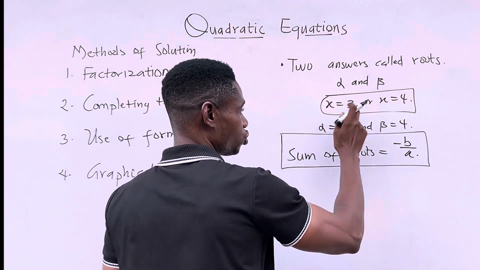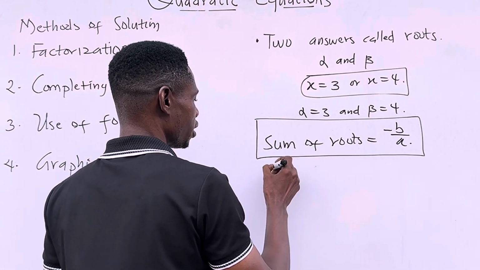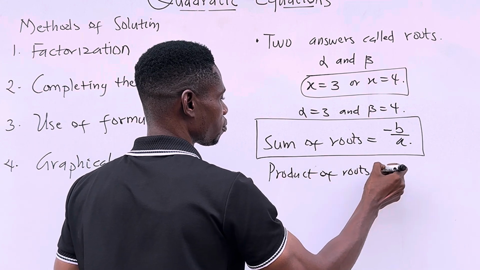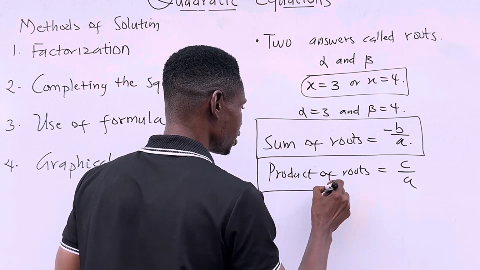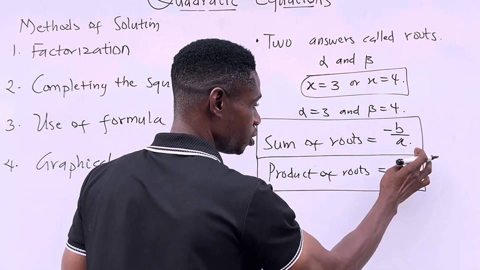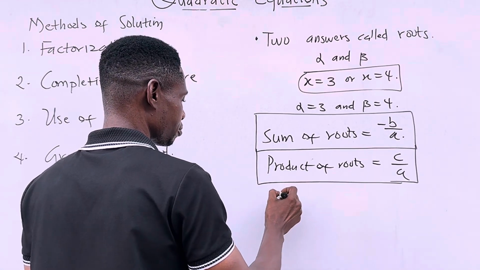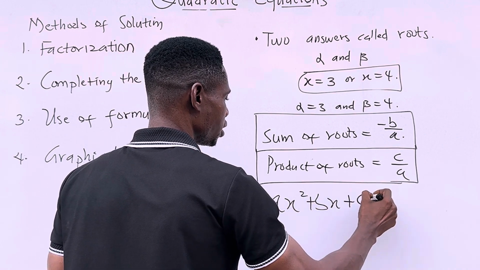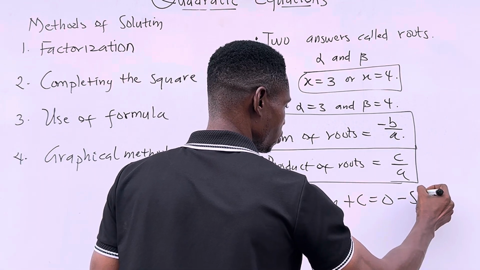And now the two roots you get when you solve with any of the methods, if you multiply them, we call that product of roots. The answer is equal to c over a. Also bear this in mind. Now, what do I mean by a, b, and c as shown here? Now, remember our standard form. Standard form says that ax squared plus bx plus c equal 0. So this is standard form of a quadratic equation.